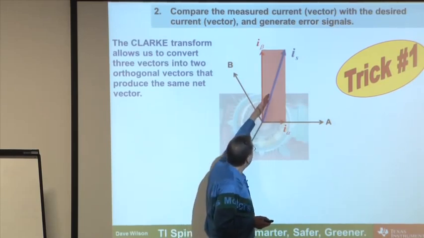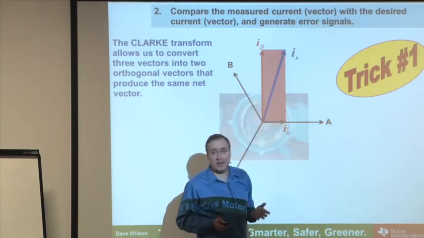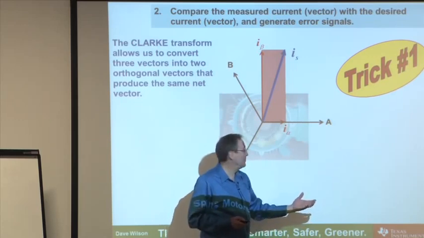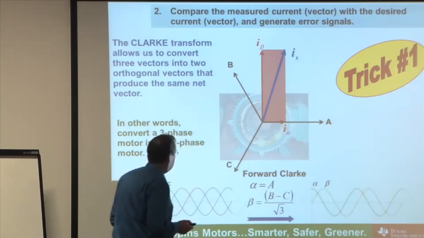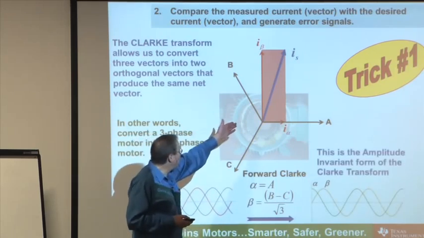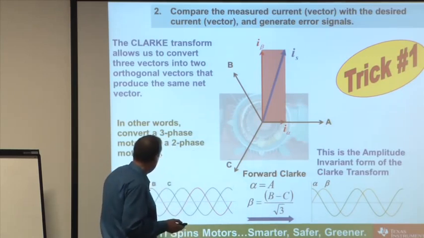And you can see I end up with the same result, but now I've reduced the representation of that vector into 2 vectors instead of 3 that need to be added together. What does that mean for my current regulators? Well, now it means that I only have to have 2 regulators instead of 3. This is called the forward Clark transform. And it's very, very simple to do.